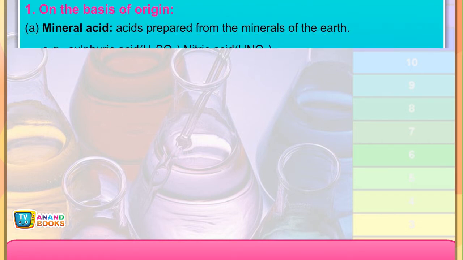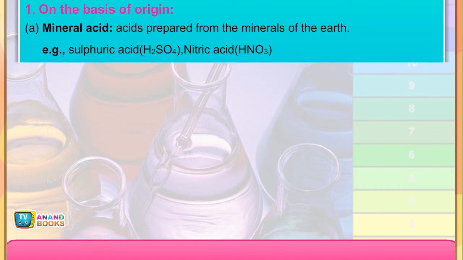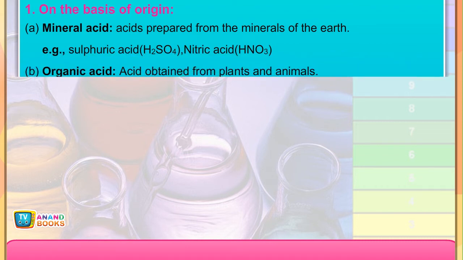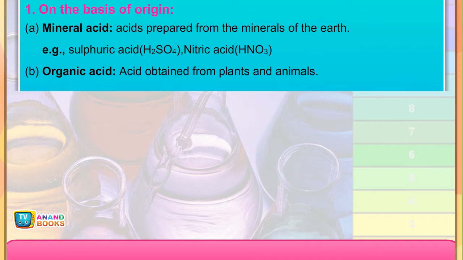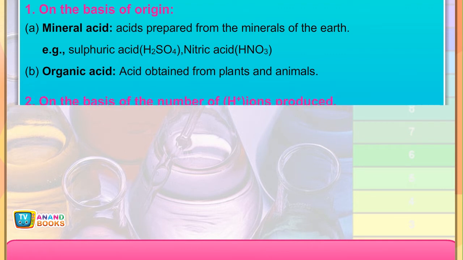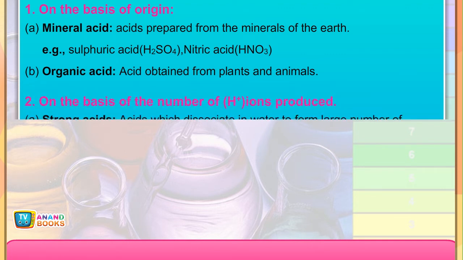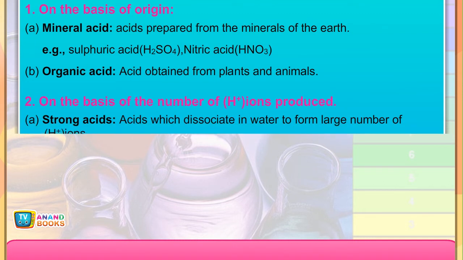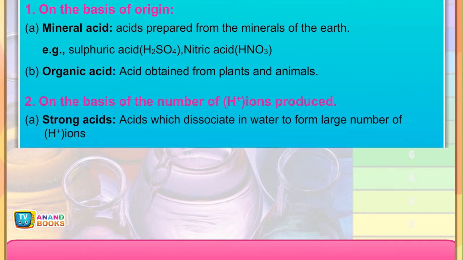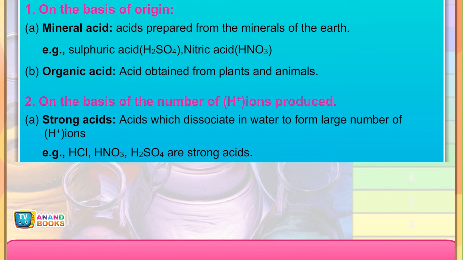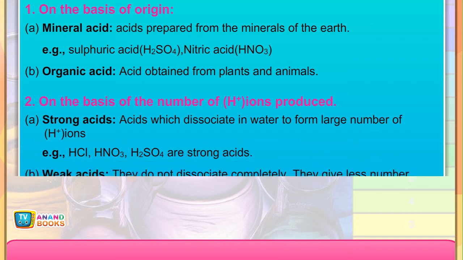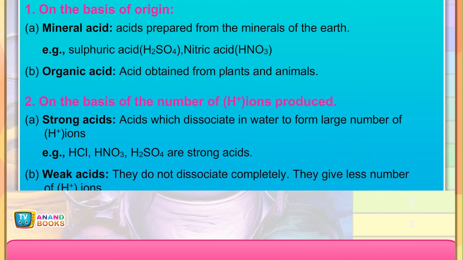A. Mineral acid. Acids prepared from the minerals of the earth. Example, sulfuric acid, H2SO4, nitric acid, HNO3. B. Organic acid. Acid obtained from plants and animals. Number 2. On the basis of the number of H-positive ions produced.